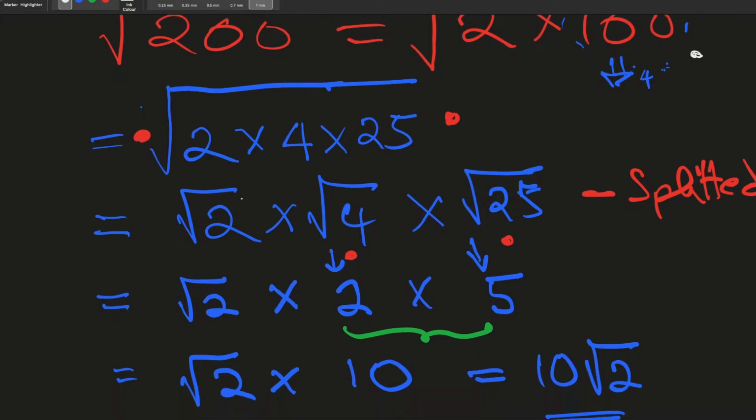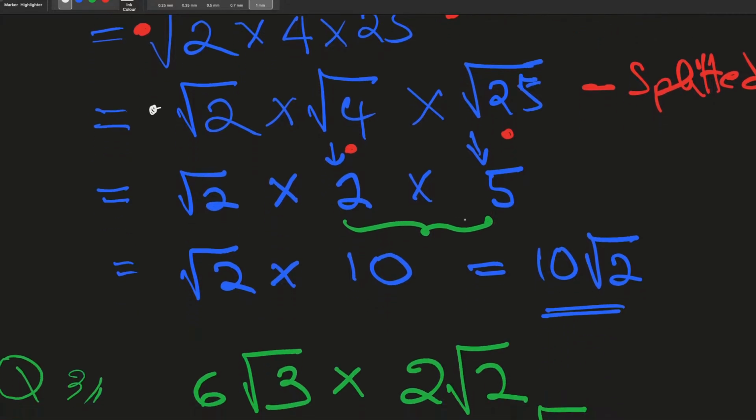Okay, after that, we decide to split them together. So when we split it, we have root 2 times root 4 times root 25. Then we broke it down further. The square root of 4 will be 2, and the square root of 25 will be 5. So then we multiply 5 by 2, and we have 10. And 10 times root 2 is 10 root 2.